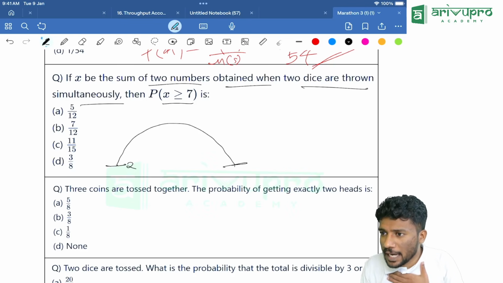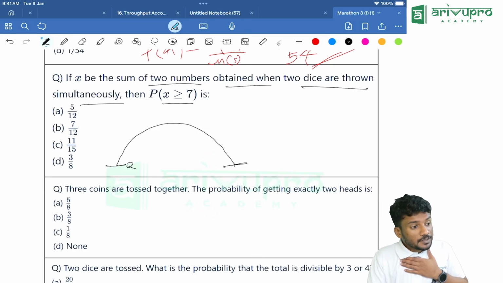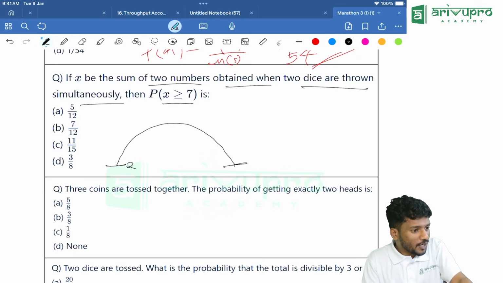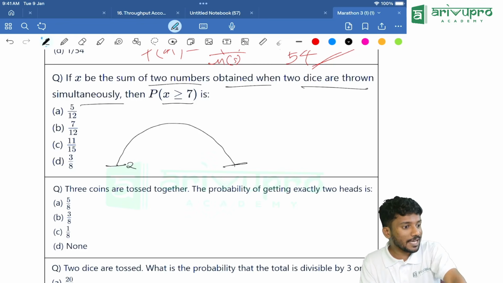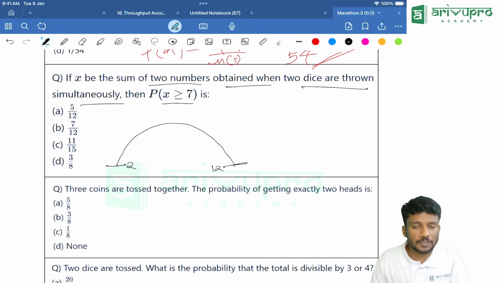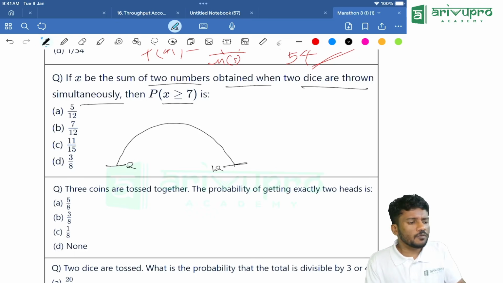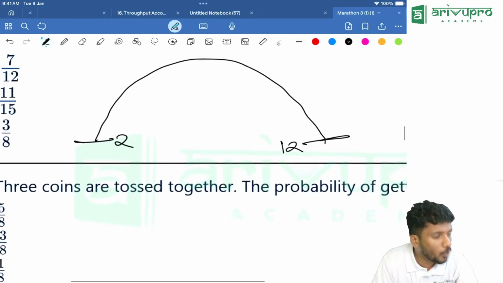People, you should react. Type. How much is it? 6 plus 6 is how much? 12. That means once I throw the first die, I will get 6. Once I throw the second die, I'll get 6. 6 plus 6 is 12. So the maximum I can get is 12. So what is the minimum now? First time I throw, I got 1. Second time I throw, I got 1 again. That's why it is 2 over here.